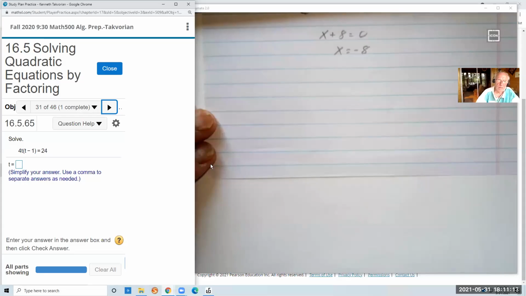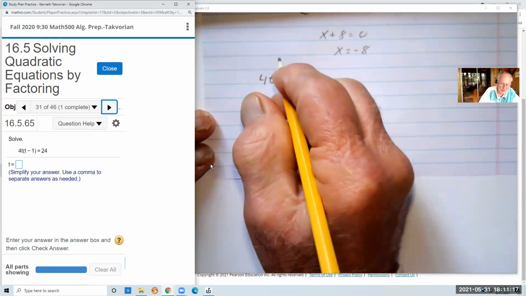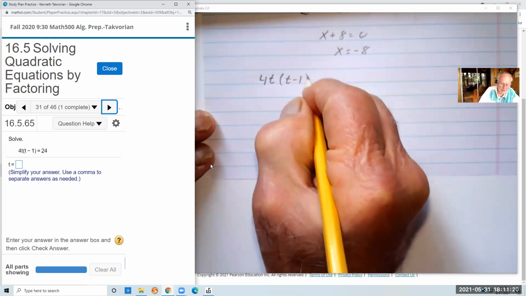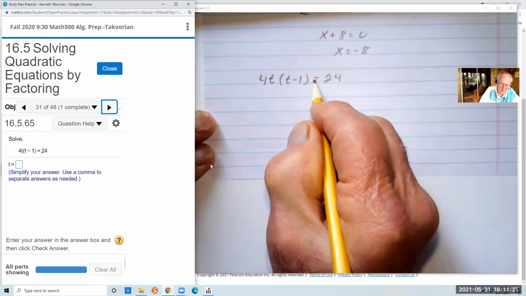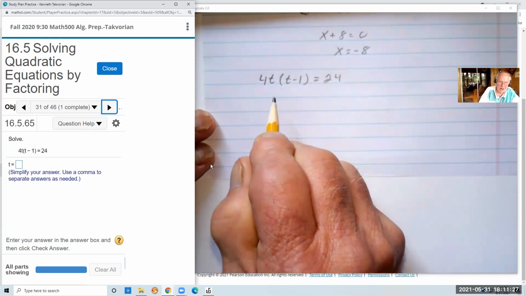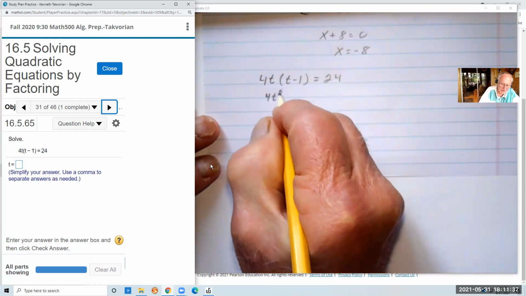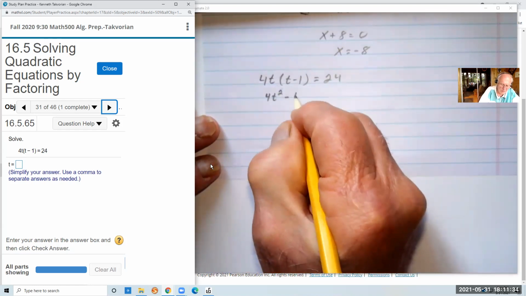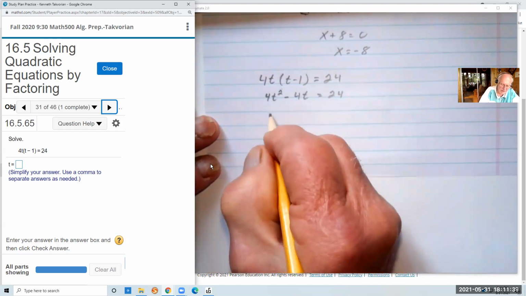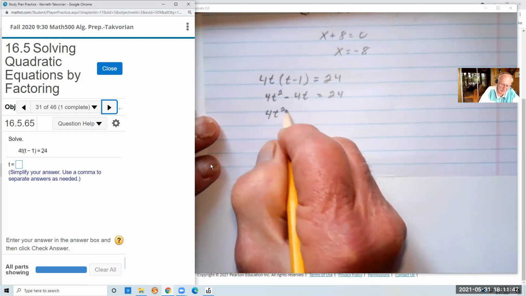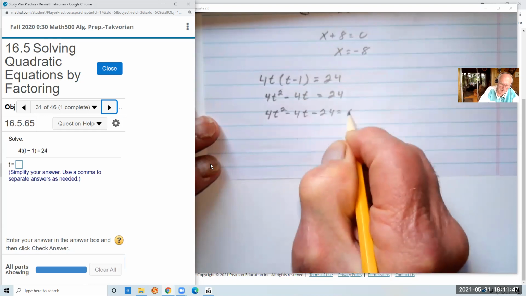And for our last problem, let's try 4t times t minus 1 equals 24. We do have a product, but it's equal to 24. No conclusions can be drawn. So we're going to have to undo the product, which is 4t squared, this is distribution, minus 4t equals 24. Bring all terms to the left. That's 4t squared minus 4t minus 24 equals 0.